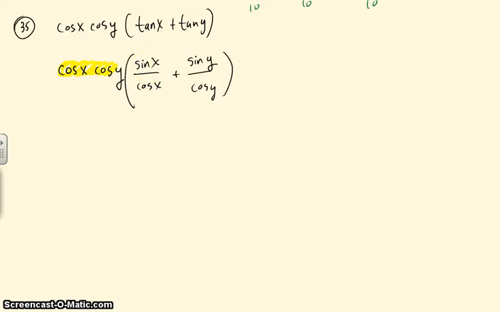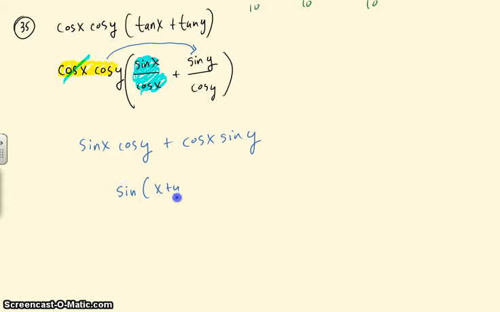When I multiply cosine x cosine y by sine x over cosine x, the cosine x's cancel, and I'm left with sine x cosine y. I do the same thing where I distributed here. Here the cosine y's cancel, and I'm left with plus cosine x sine y. Well, look at that. That is the sine of x plus y. So that's all there was to number 35.